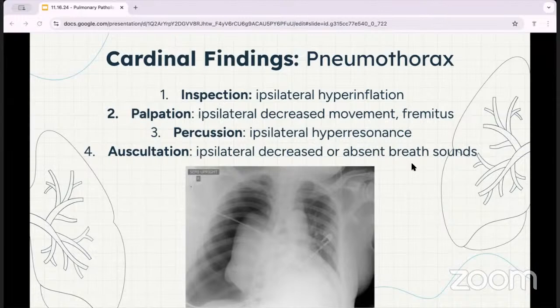Because on physical exam, the affected side will also show reduced chest expansion during inspiration, which confirms that the lung is not inflating properly. So clinically, this is very relevant. It happens all the time.